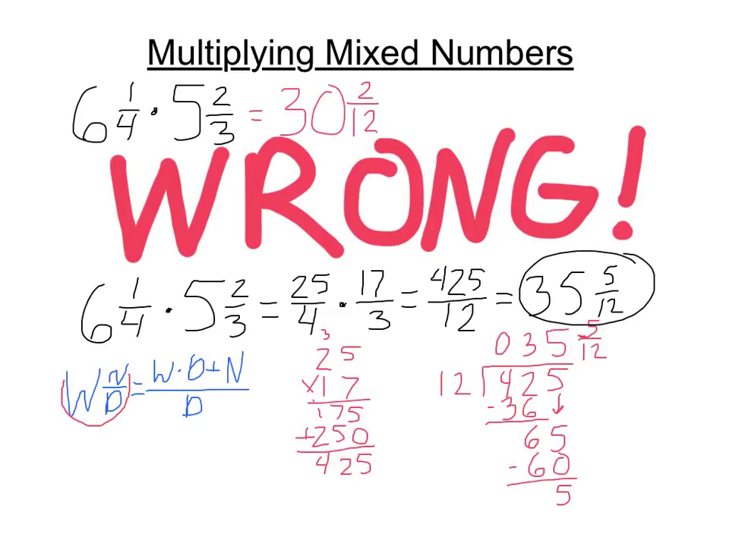So once again, to recap, do not just multiply the whole numbers and the fractions. In order to multiply mixed numbers, you have to change both of them into improper fractions and then simplify.